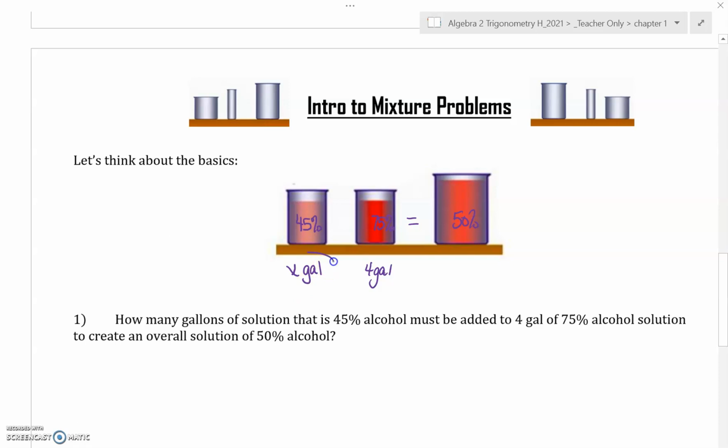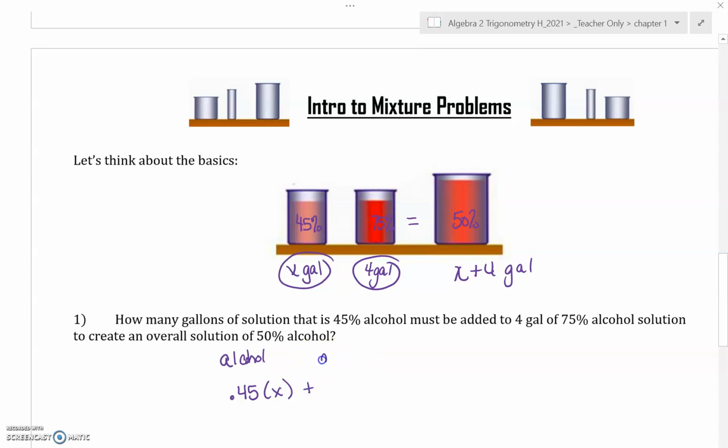So let's think about what we've got. If you have X gallons in the first beaker and 4 gallons in the second beaker, and you're going to pour them together into the last beaker, doesn't that mean that you have X plus 4 gallons? So that's actually good to know. So we're going to figure out how much alcohol. How much alcohol is in the first beaker? Wouldn't 45% of those X gallons be alcohol? And the other 55% must be something else, like water perhaps?